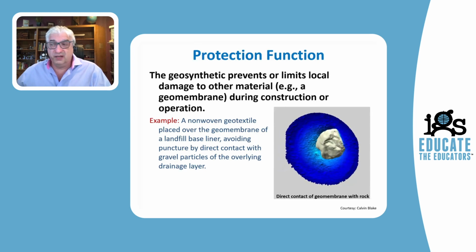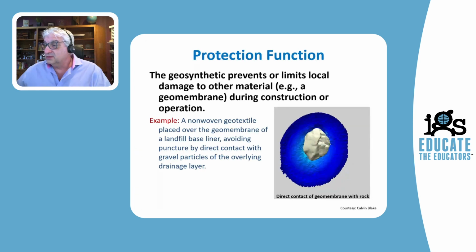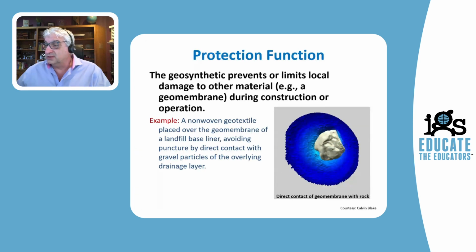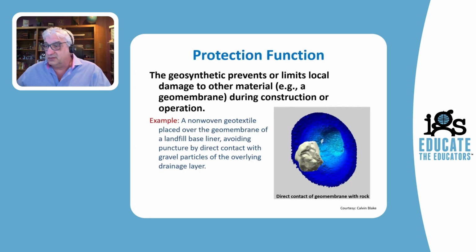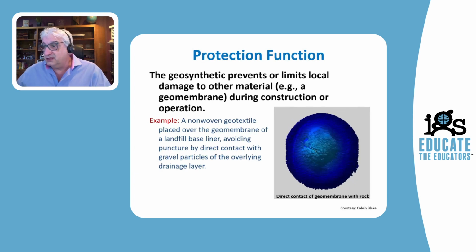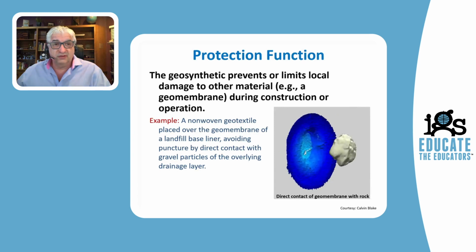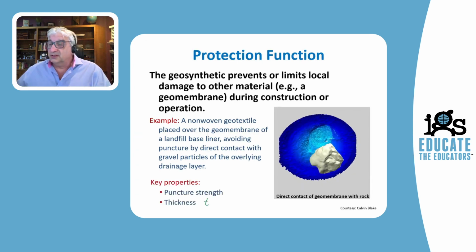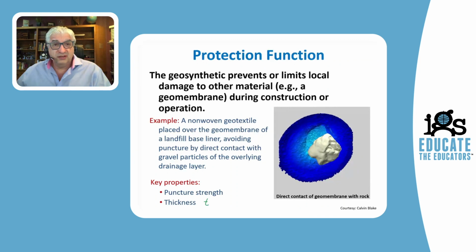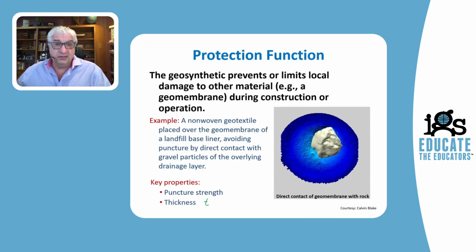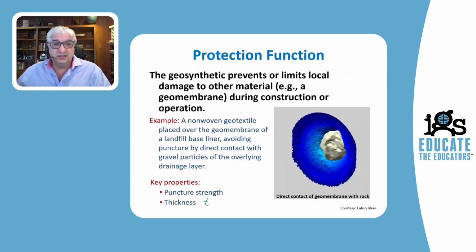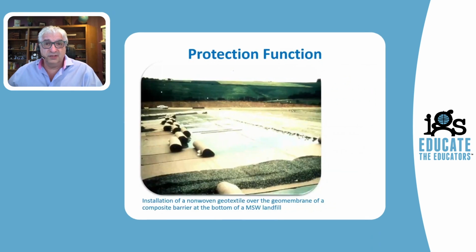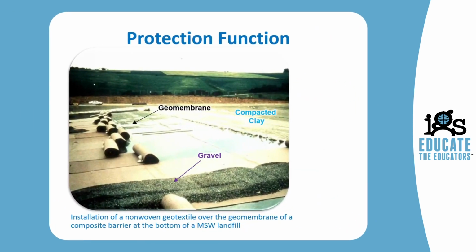Here we have a three-dimensional scanning of an actual gravel particle acting directly against a geomembrane, and we can see the imprint and failure due to puncture of the geomembrane. Key properties are going to be the puncture strength of the protection layer, in this case typically a geotextile, and its thickness.